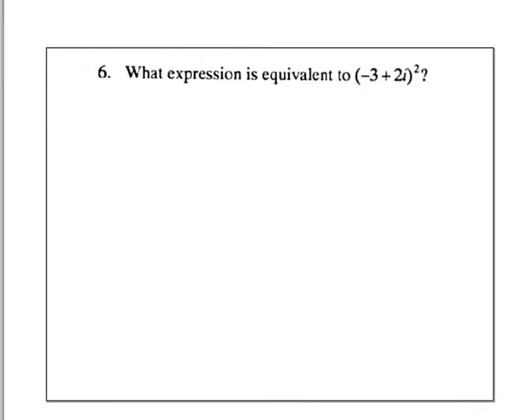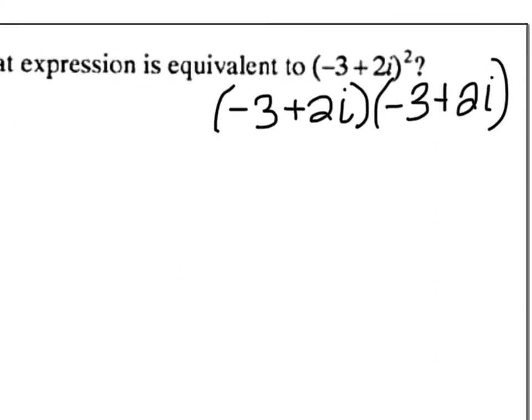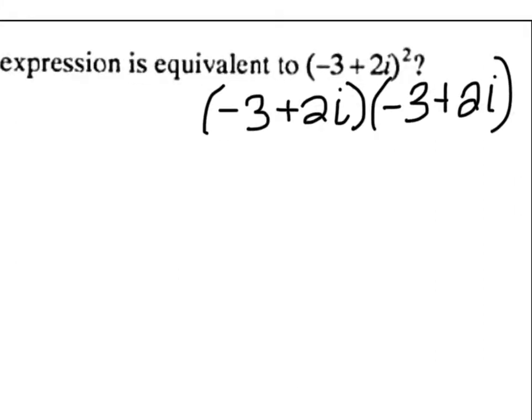To figure out what expression would be equivalent to (-3 + 2i) squared, we have to remember what it means to square something. And again, that's to multiply it by itself. So I'm going to rewrite -3 plus 2i twice for the square. Since there are 2 terms in each parenthesis, that means we need to use FOIL. So we're going to go -3 times -3. This is a positive 9. -3 times 2i is a -6i.